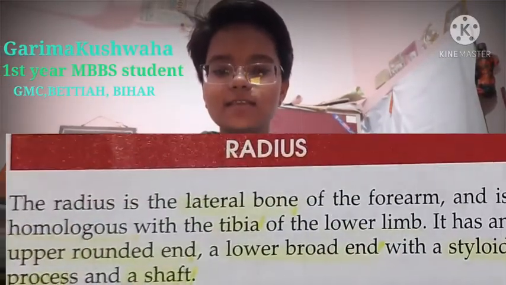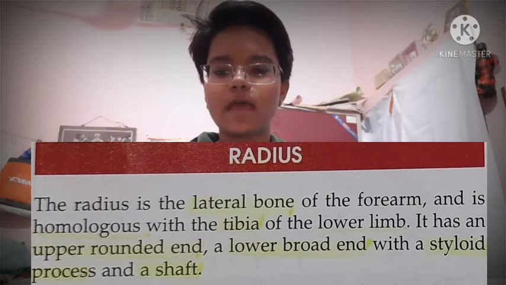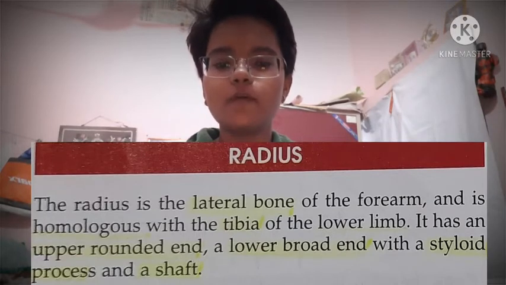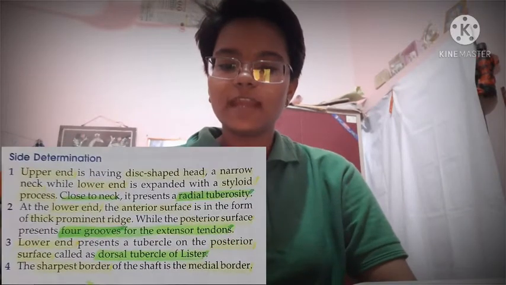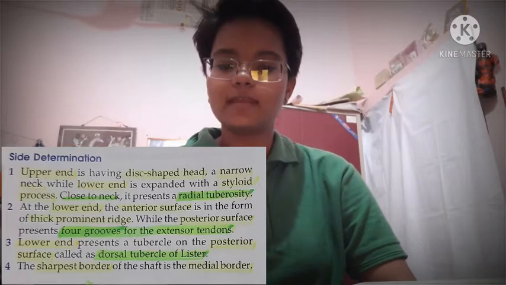The radius is the lateral bone of the forearm and is homologous with the tibia of the lower limb. It has an upper rounded end and a lower broad end with a styloid process and a shaft. Side determination: the upper end has a disc-shaped head and a narrow neck, while the lower end is expanded with a styloid process.